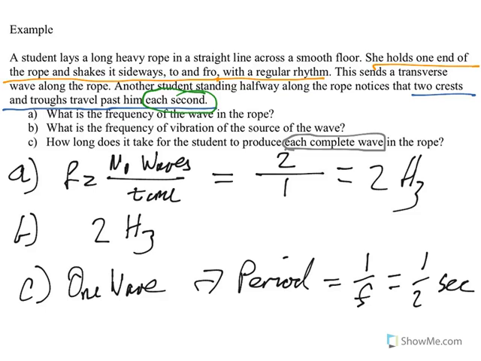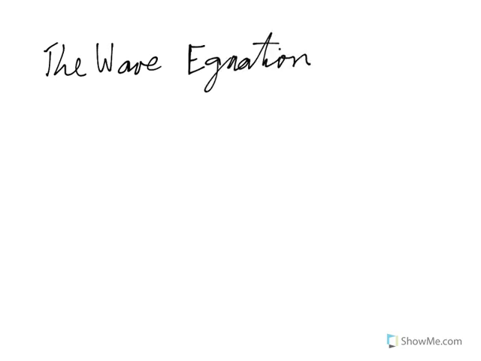Now, there's a thing called the wave equation. And there's a video on the wave equation. You should, of course, watch that. What the wave equation does is it links the speed of the wave, the distance it's travelled, and the time all in the one thing.